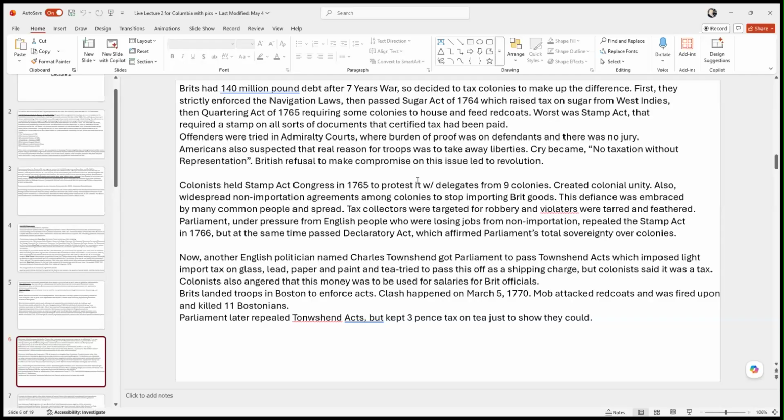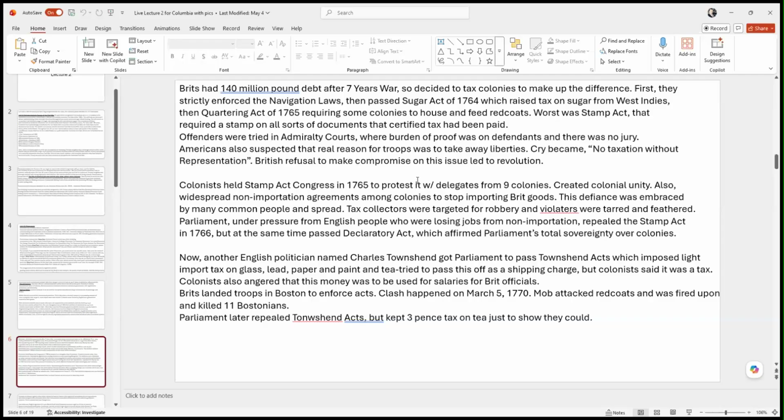And if you were convicted in one of these courts, you could be taken away from your home in the colonies. You could actually end up doing prison time in England or some of the British colonies. So this was really seen by the colonists as a major violation of their rights.